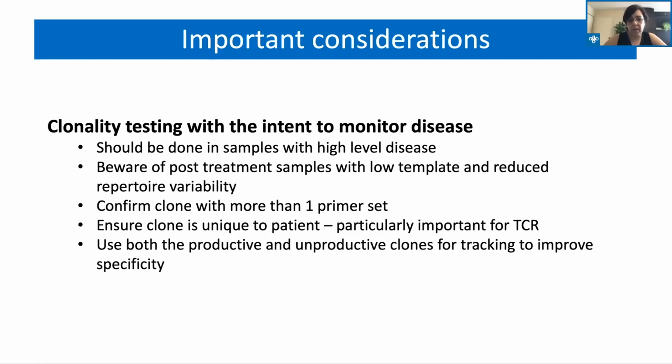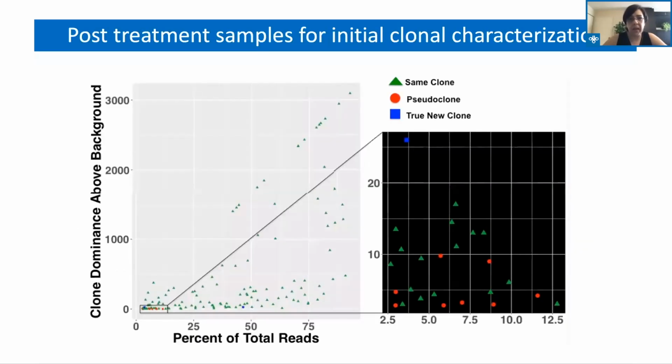So if you have a sample that is biallelic, for example, it's important to track both clones, which gives you an additional level of security when you're tracking.